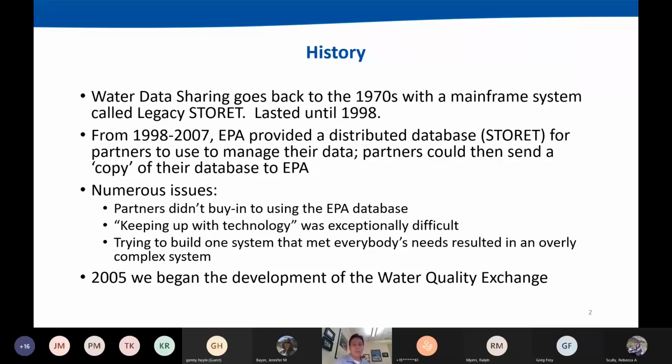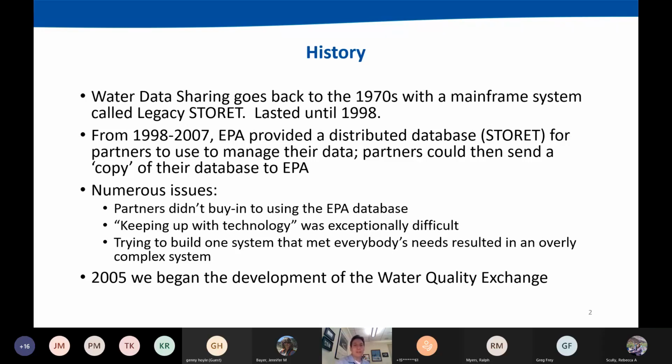So I will give you a little bit of history. If any of you have been around within the water quality monitoring space for a long time, you may know some of this history, but sometimes it's valuable to look back a little bit to know how we got to where we're at with WQX in the first place.